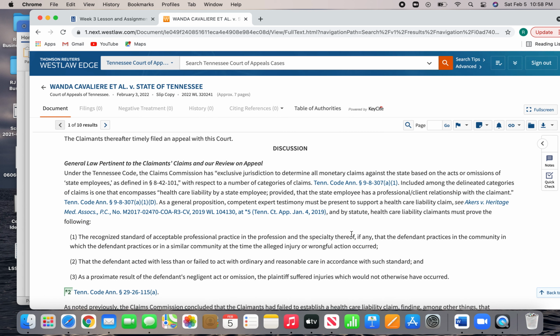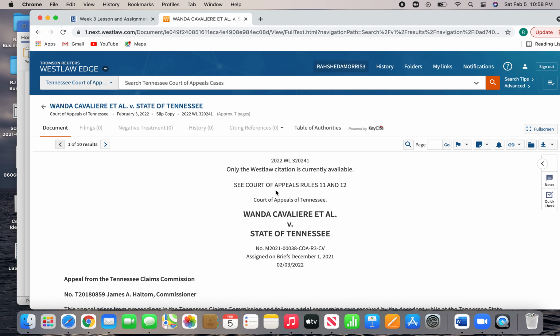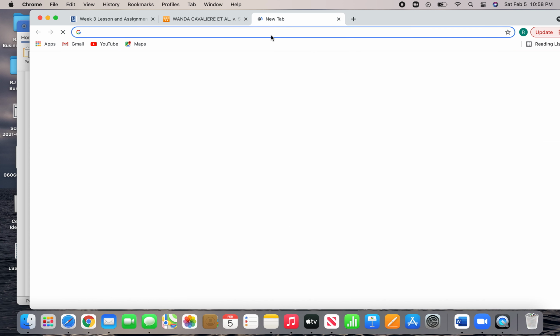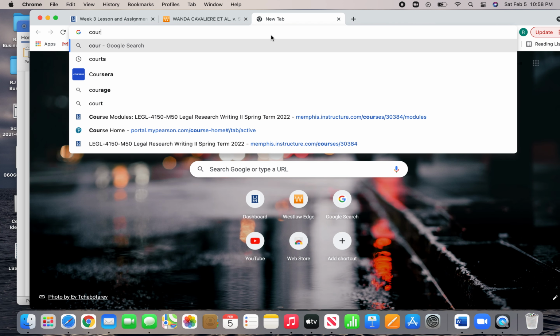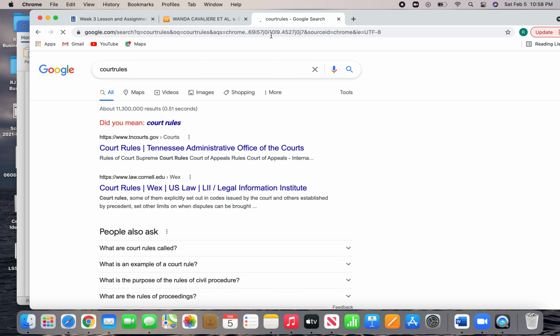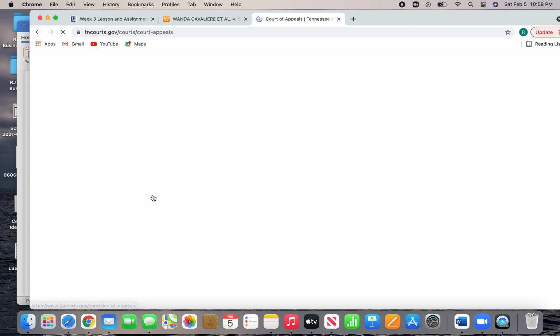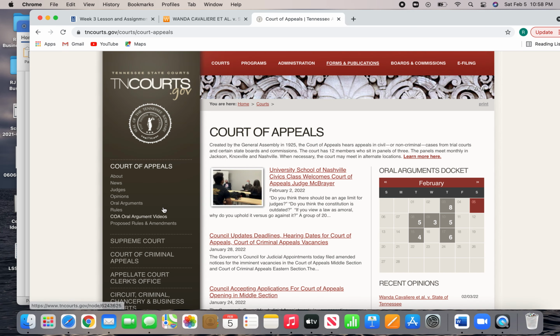Now, as far as the discussion, I did also notice the rules that they used here, if you didn't see this: Court of Appeals Rules 11 and 12. We can actually go there if you want to see. Let's go to court rules because I like that. We'll just put that here. And yeah, TennesseeCourts.gov, Tennessee Court of Appeals.